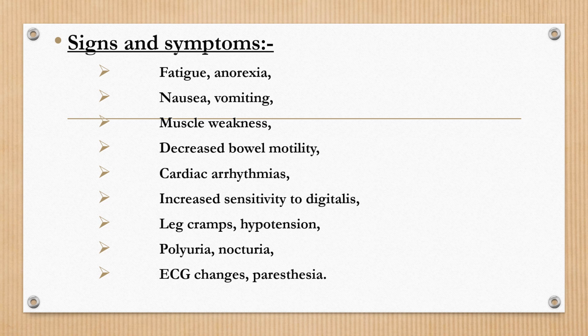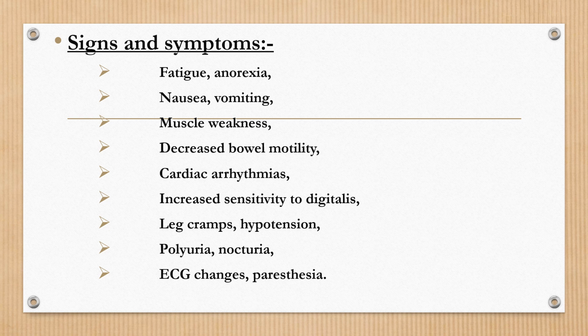Then cardiac arrhythmias. As it is known, potassium has a significant effect on electric potential, especially in the cardiac system as well as the nervous system. So when there is a decreased potassium level, the patient will end up with the chance of cardiac arrhythmias, abnormal electrical activity in the heart. Then increased sensitivity to digitalis. Digitalis is a cardiac glycoside drug. So sensitivity to digitalis is also generated. Then leg cramps and hypotension, polyuria, nocturia, and ECG changes.